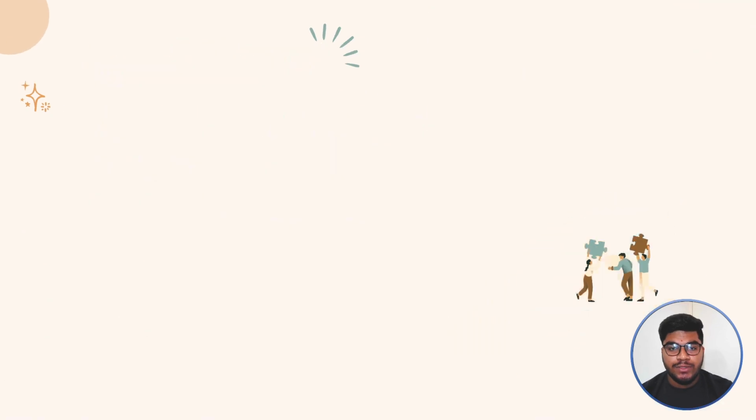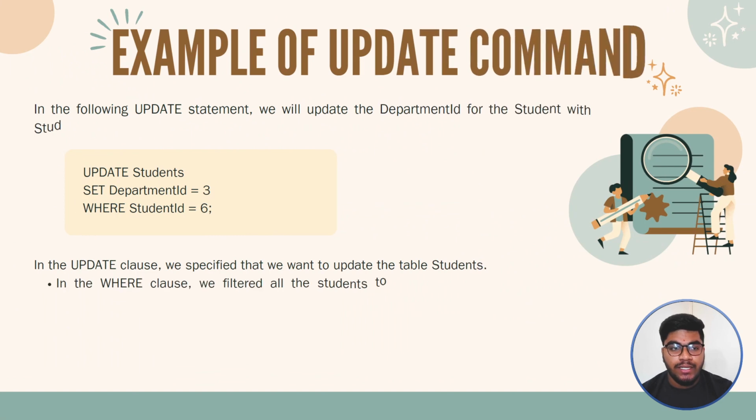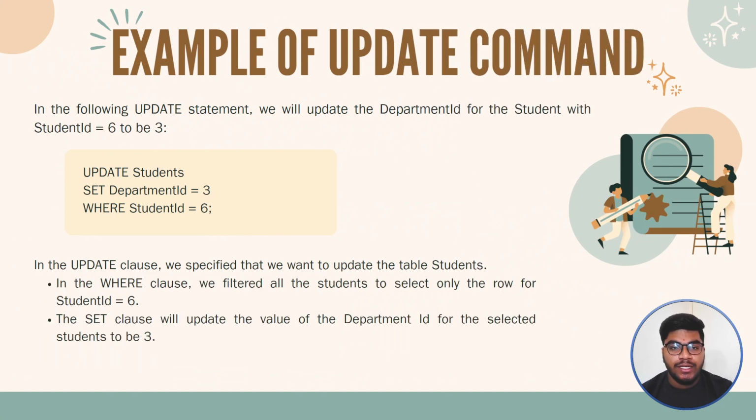Now let us discuss some examples of the update command. In the following update statement, we will update the department id for the student with student id 6 to be 3. Here update is followed by the student table, and we change the department id equal to 3 where student id equals 6. In that row, the department id will be changed to 3.